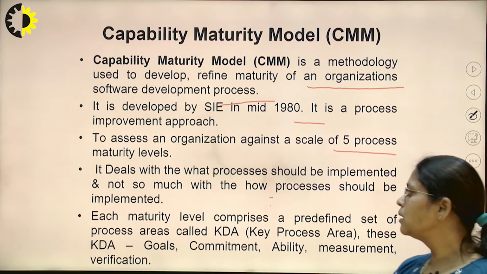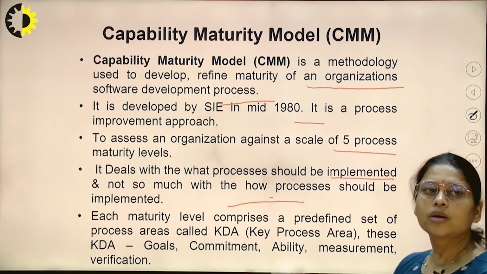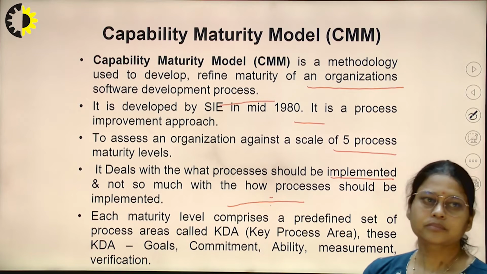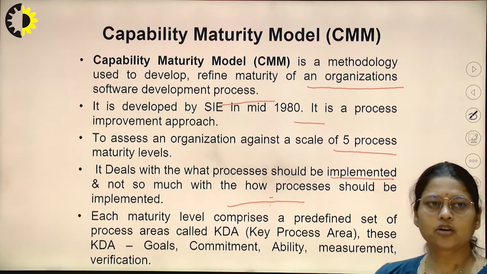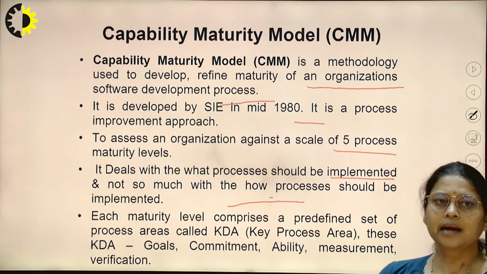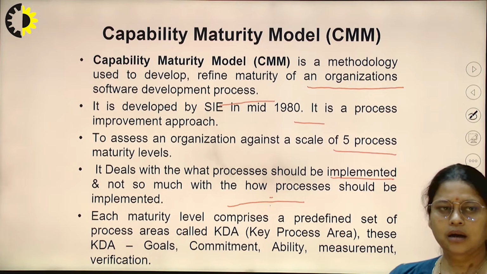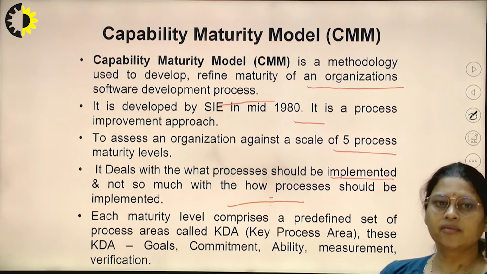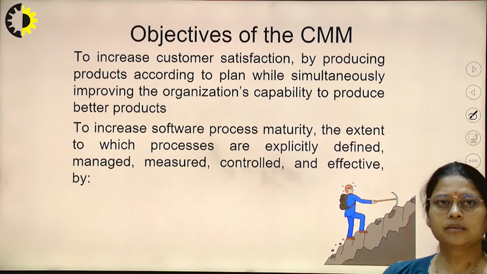It deals with what processes should be implemented, and not how the processes should be implemented. A maturity level comprises a predefined set of process areas called KPA, key process areas. Under this, goal, commitment, availability, measurement and verification are considered.